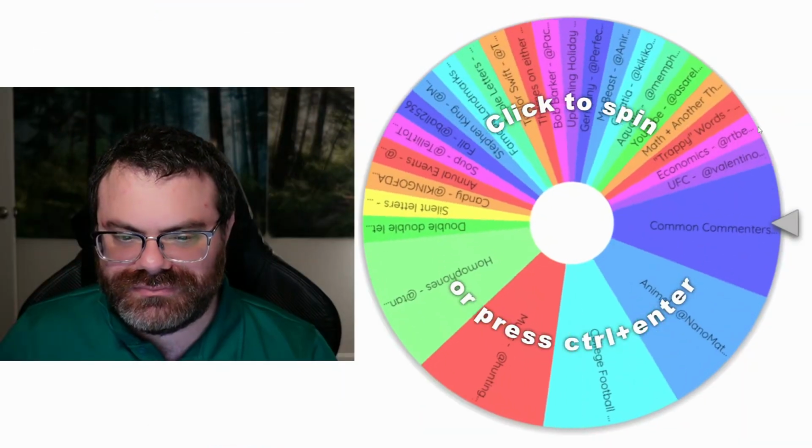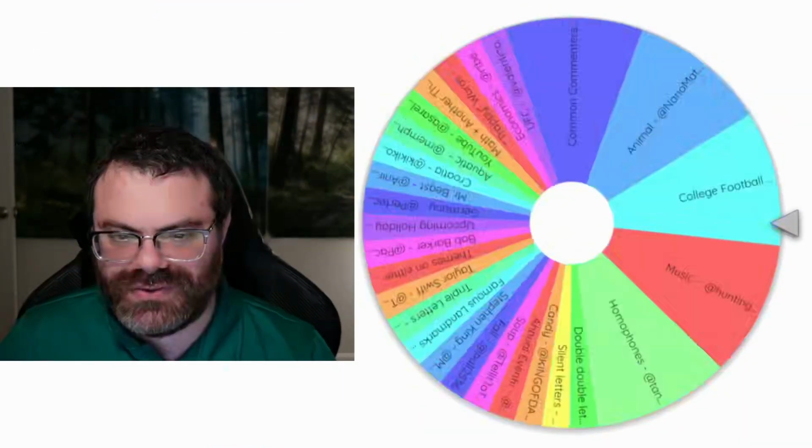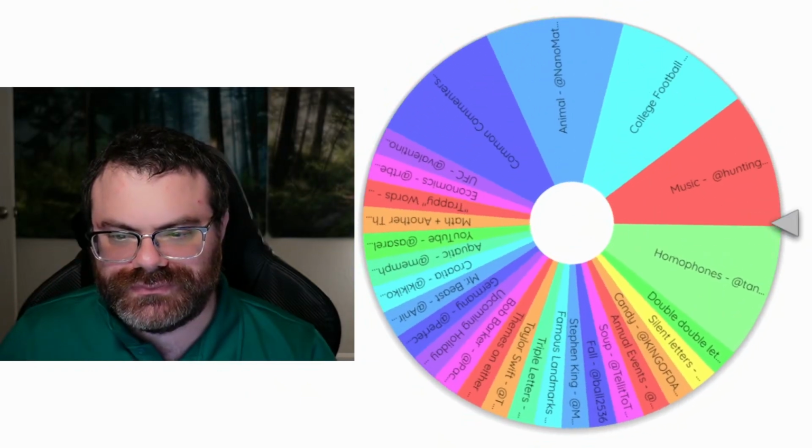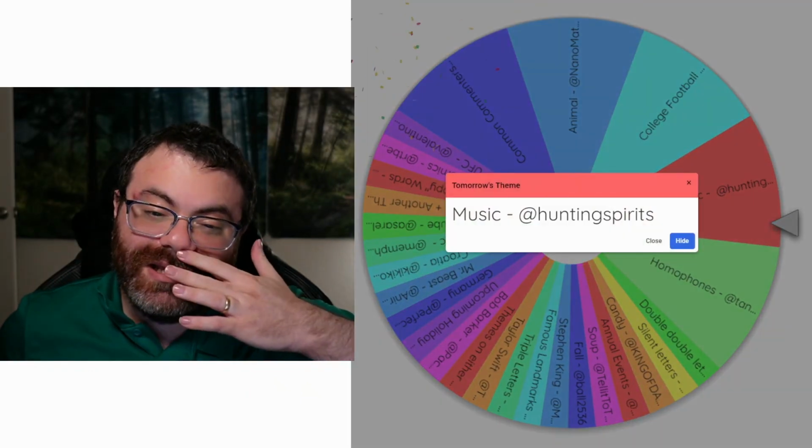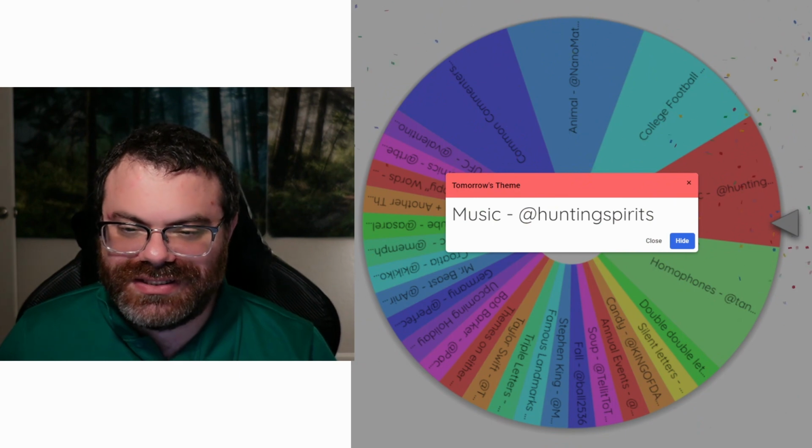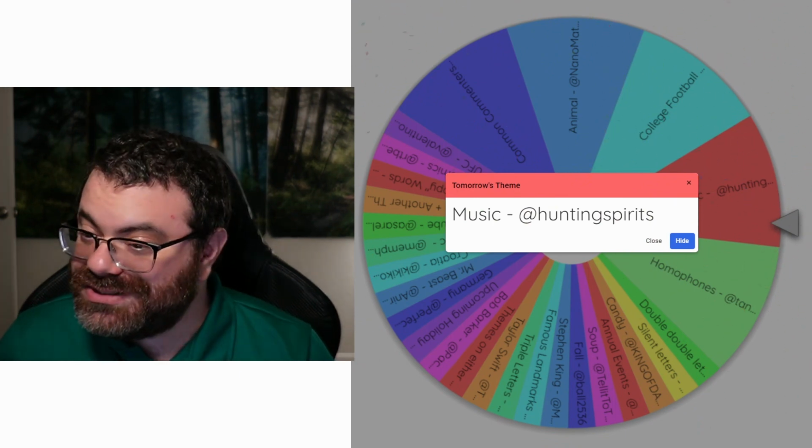let's spin the wheel of themes. Let's see what's in store for us tomorrow. Another one that keeps popping up. Music, suggested by Hunting Spirits. So music is a common theme. So 2 words related to music in some way.